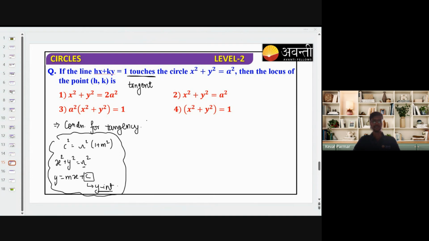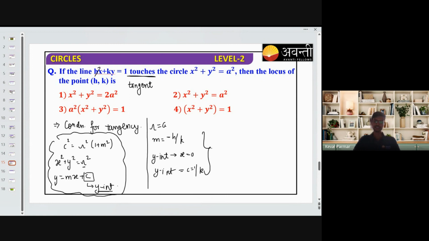So let us find what is the radius, guys. Radius is equals to a. See this line, what is the slope? Slope is -h/k. Y-intercept. What is y-intercept? For y-intercept, we put x equals to 0. If we put x equals to 0, this will get cancelled. I think y-intercept is c, which is 1/k. Now substitute all these values here, right? So what will we get, guys?